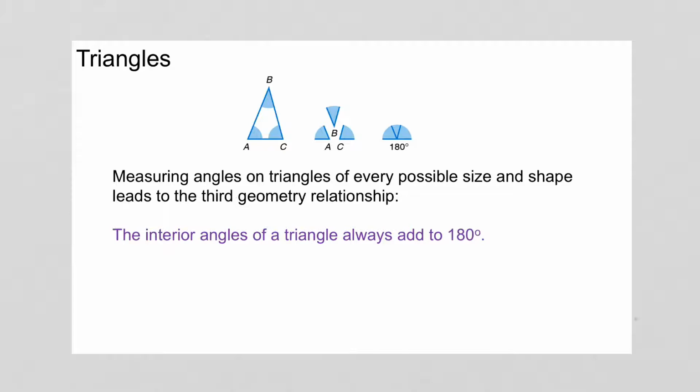So the interior angles of a triangle always add to 180. And here's a little picture proof for you where they took the angles, separated them out, and stuck them together, and you can see that it forms a straight line.